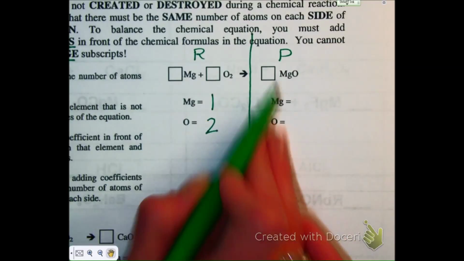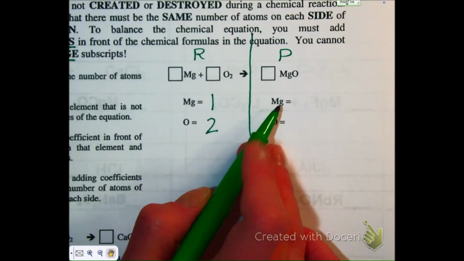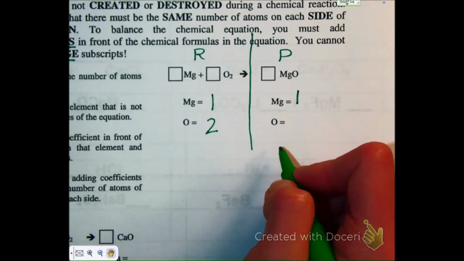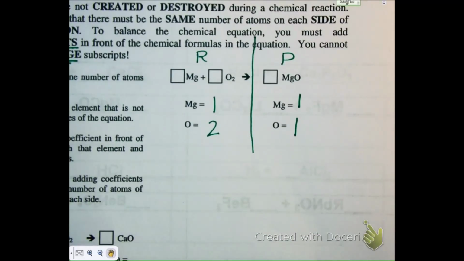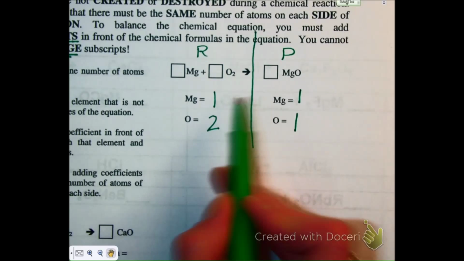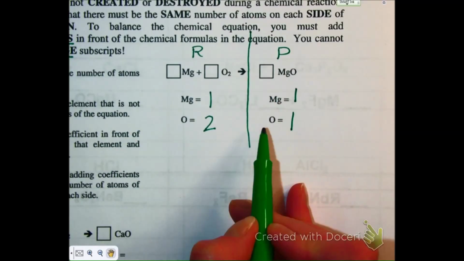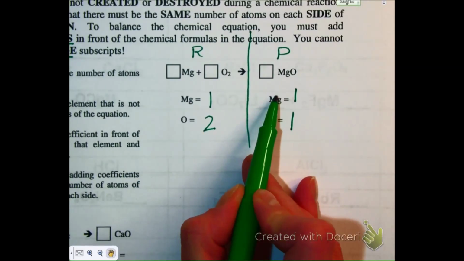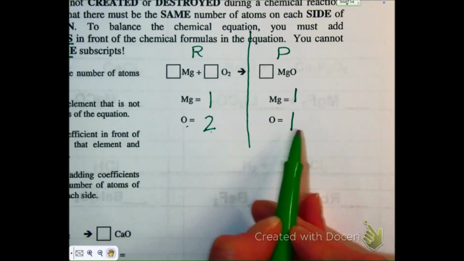So on my product side, how many magnesium do I have? Jacob? 1. How many oxygen do I have, Molly? 1. Is this a balanced equation? No, it is not. My magnesium looked pretty good across the board. Remember, you're just looking for each individual element to match up. I'm not looking for my magnesium to match my oxygen. I'm looking for my magnesium on the reactant side to match my magnesium on the product side. Those look good. My oxygen, however, do not look so good. They do not match up.